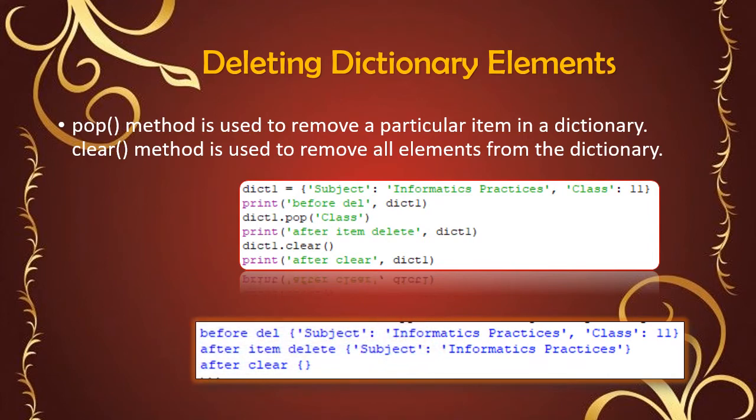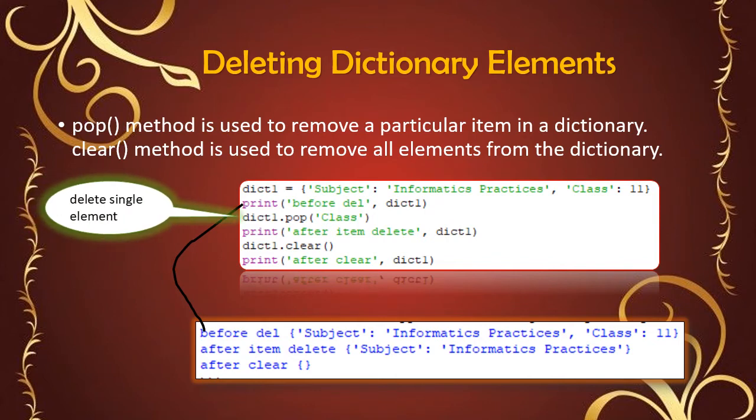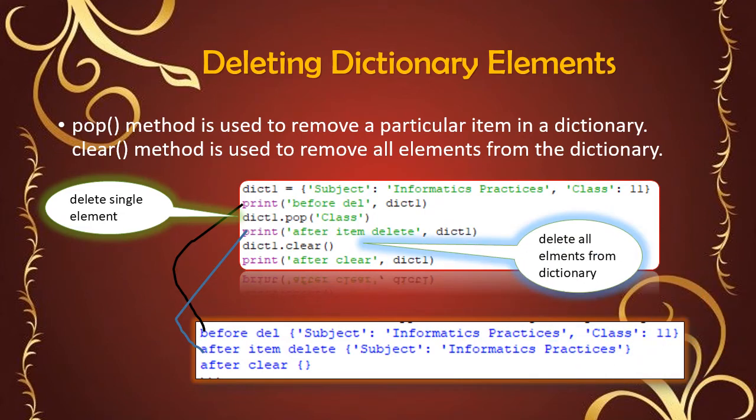And see here, dictionary1 is created and displayed before deletion, and after popping class, that means after deleting the class element in the dictionary, you can see that only the subject is printed. Next is to call the function clear, which means all the elements will be cleared but the dictionary will remain. So it displays empty curly braces. The dictionary is now empty.